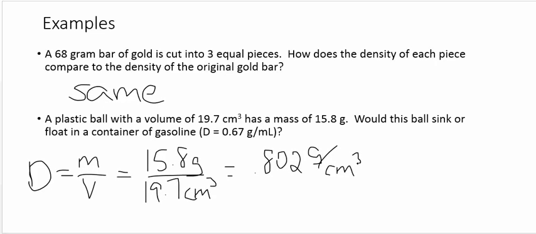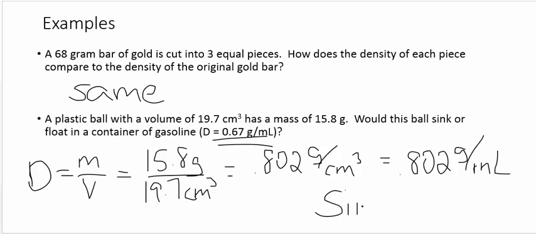Now a centimeter cubed is the same thing as a milliliter, so I could also say 0.802 grams per mL because the density of gasoline is in grams per mL. So the ball has a density of 0.802, gasoline has a density of 0.67, so the ball has a greater density, so that means in this case, the ball will sink in a container of gasoline.